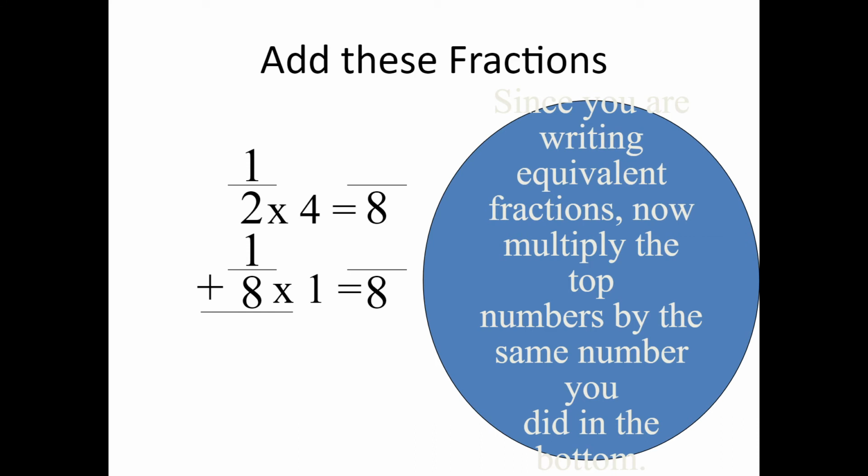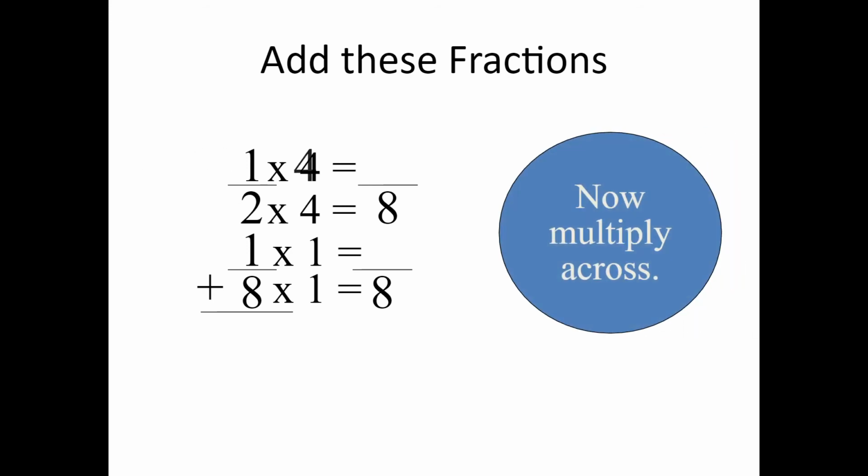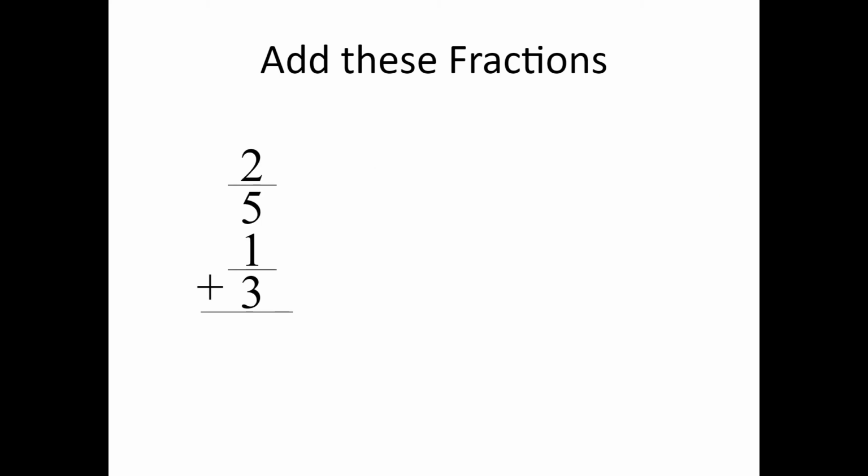Since you are writing equivalent fractions, now multiply the top numbers by the same number you did in the bottom. 1 times 4 and 1 times 1. Multiply across. 1 times 4 is 4. 1 times 1 is 1. 4/8 and 1/8. Now you just add the numerators. 4 plus 1 is 5. And then you have 8. It stays the same. Also remember to simplify if need be, and to change improper fractions into mixed numbers.